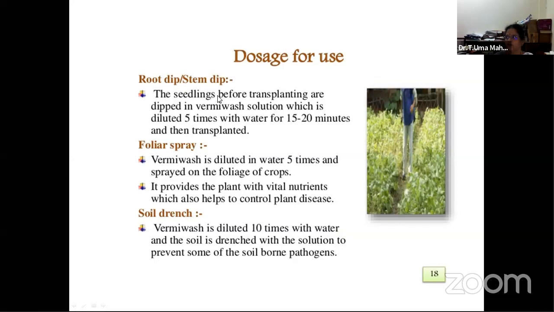You will collect the material. When you get plants from the nursery, you dip them in vermiwash and then plant them. That is what we call root dip. Or you can apply it with a sprayer. You just mix it and spray it.